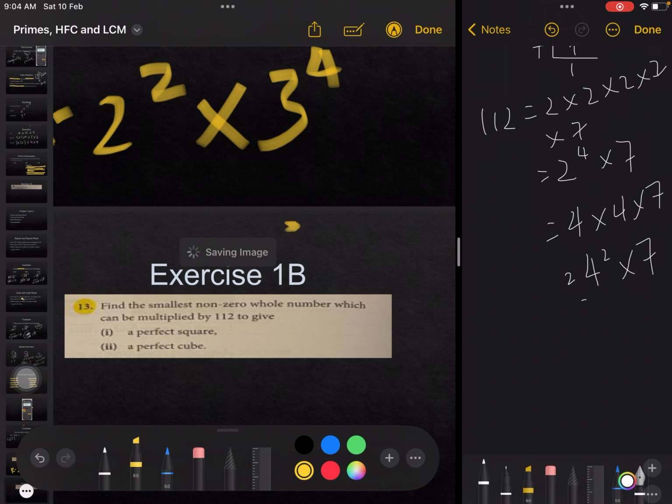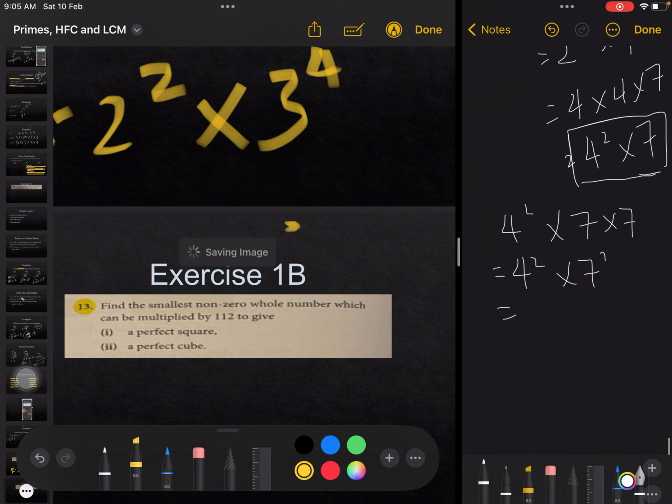In order to make this a perfect square, what am I short of? Now we have 4 square times 7. We are short of a number 7. So times 7, we will have 4 square times 7 square, which will be 28 square. It will be a perfect square. So for the first part, to give a perfect square, the answer will be 7.